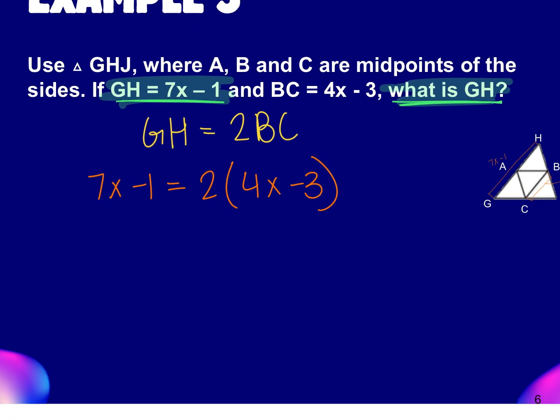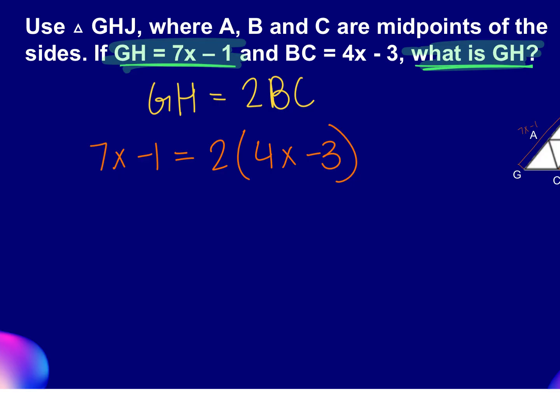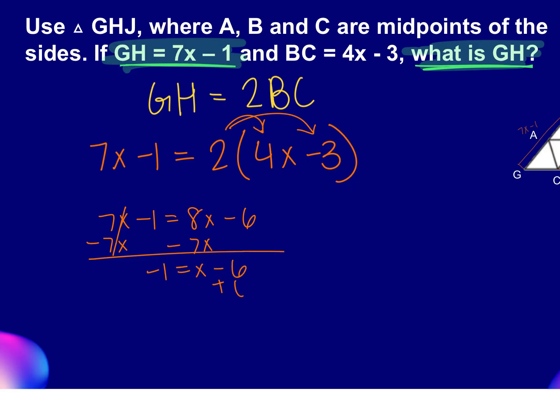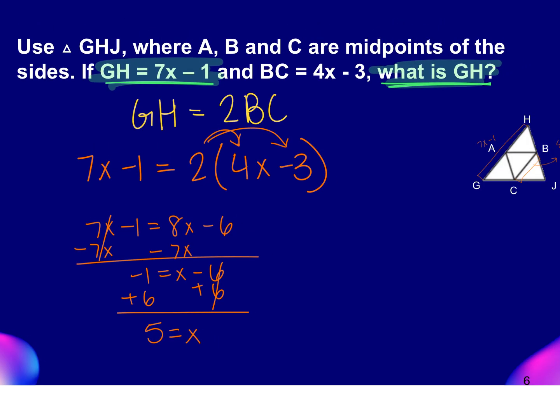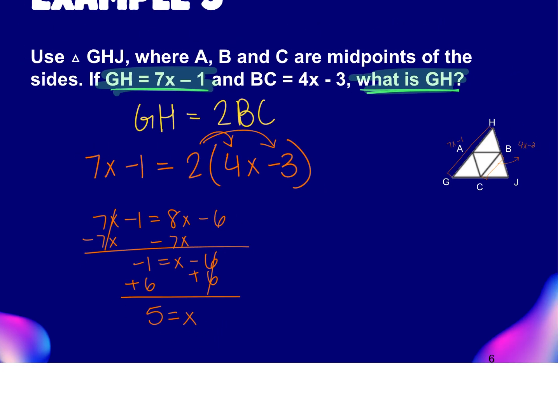All right, let's go ahead and check our work. First thing you have to do is distribute. 7x minus 1 equals 8x minus 6. I'm going to get negative 1 equals x minus 6. Add 6 to both sides. 5 equals x. They're not asking me for x, so I need to plug it into GH. 7 times 5 minus 1, I'm going to get 35 minus 1. So 34 is the measurement for GH.